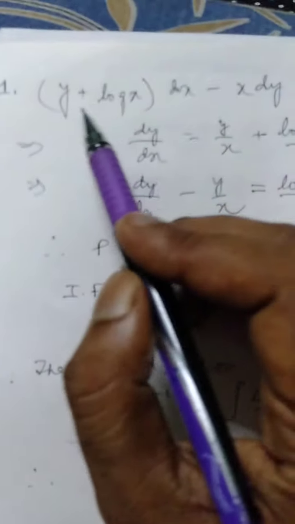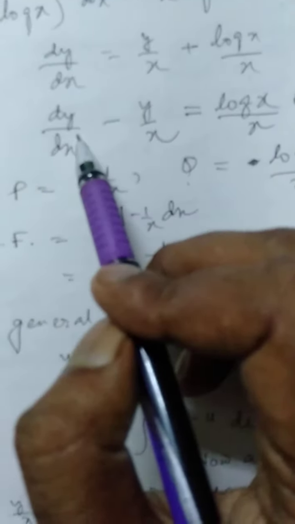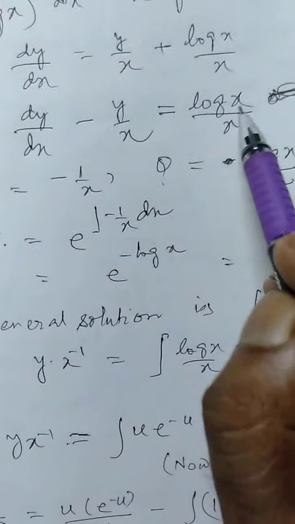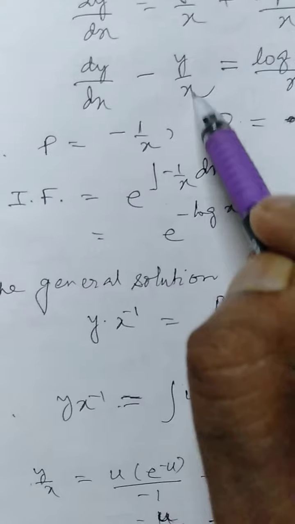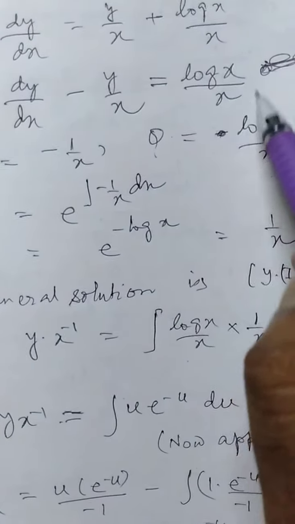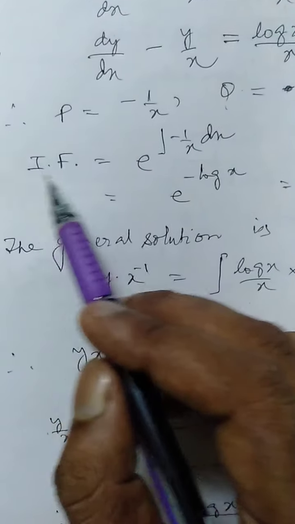Okay. Now next sum, ISC 2010. See, (y plus log x) dx minus x dy equal to 0. Now from this we will first find the value of dy/dx. So dy/dx minus y by x equal to log x by x. So what is p? p is minus 1 by x, and q is log x by x.